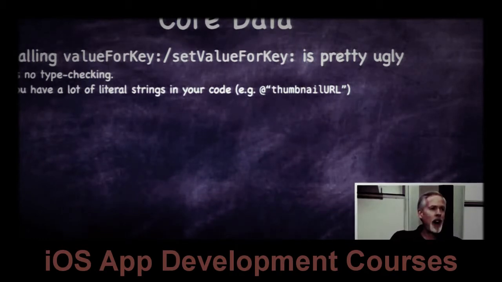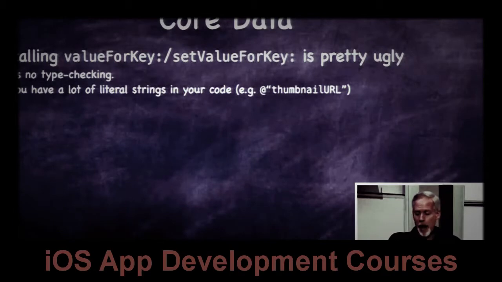And also you end up with a lot of literal strings like @"thumbnailURL". And if you ever changed the name of that in your visual map, all your code would just stop working silently and you wouldn't know.